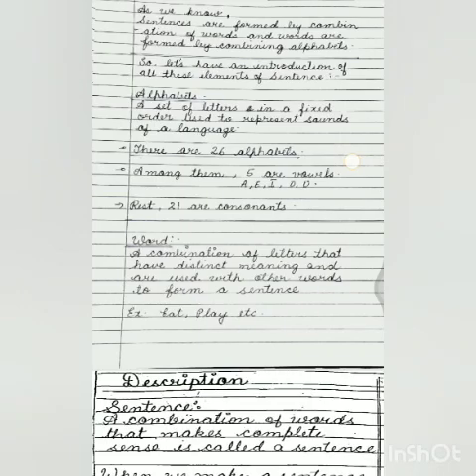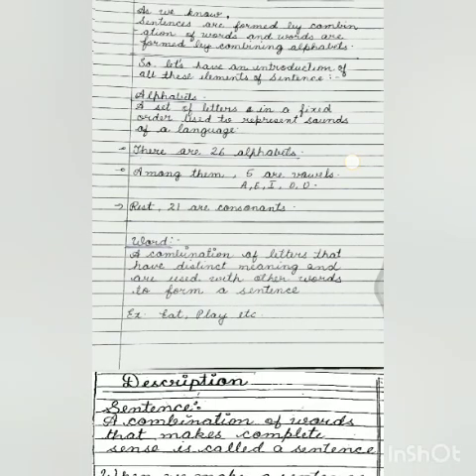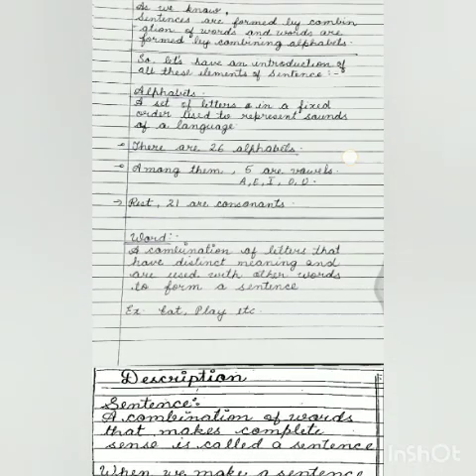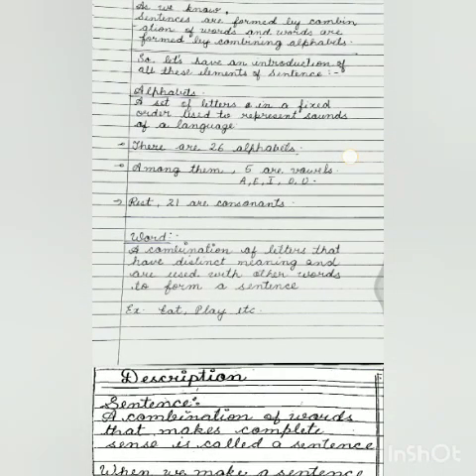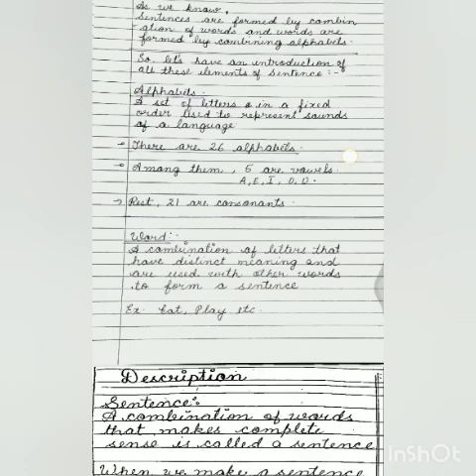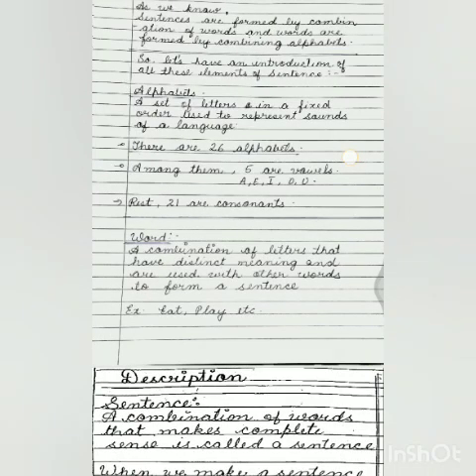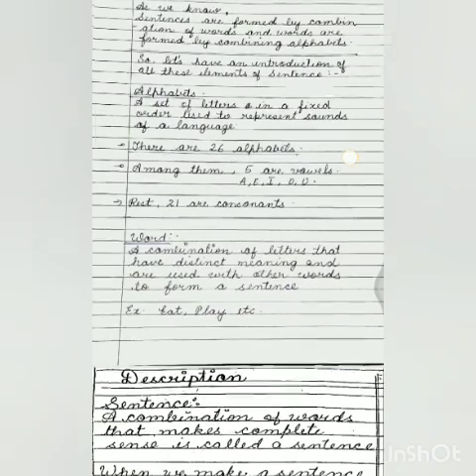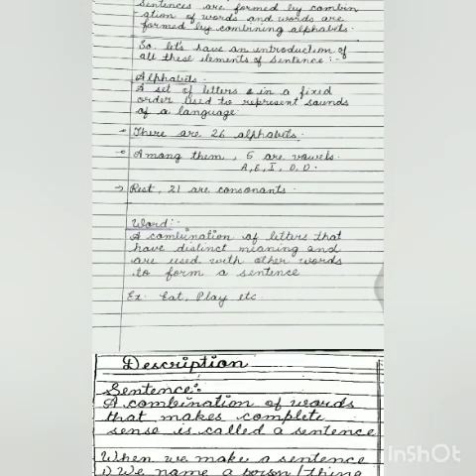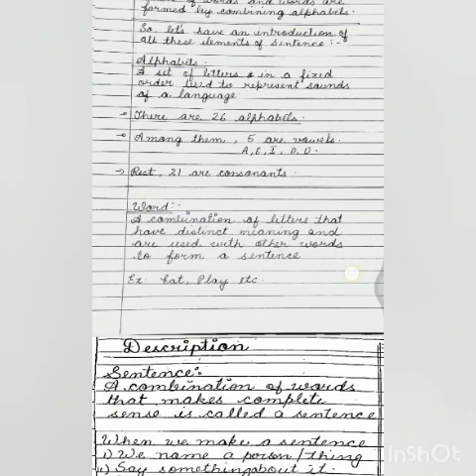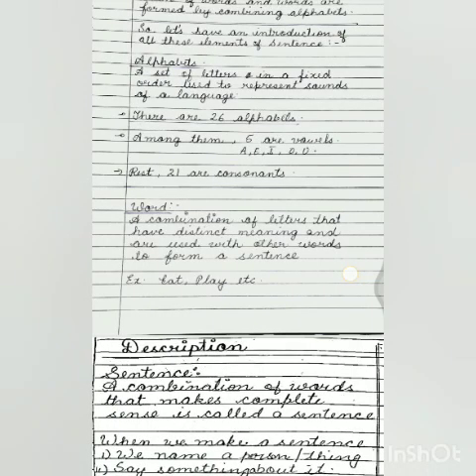For that we are just going serial-wise. We will go to sentence after word, and thereafter we will move further. So let's come back to the topic, word. What is a word? A word is a combination of letters. These letters are combined in a fixed order and they have a distinct meaning. Every single word has a different, distinct meaning. So a word is a combination of letters that have a distinct meaning and are used with other words to form a sentence.